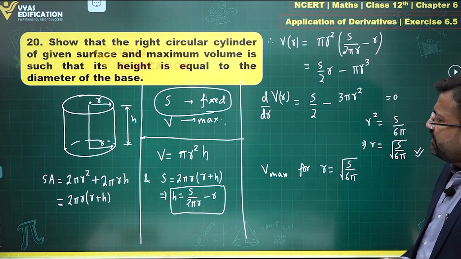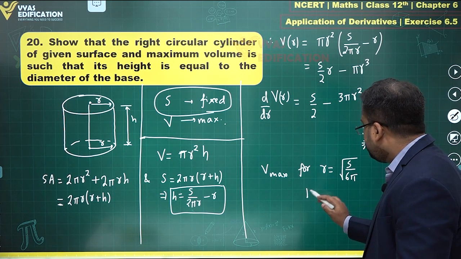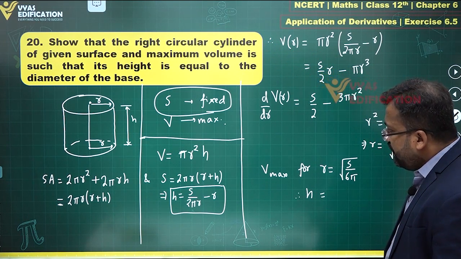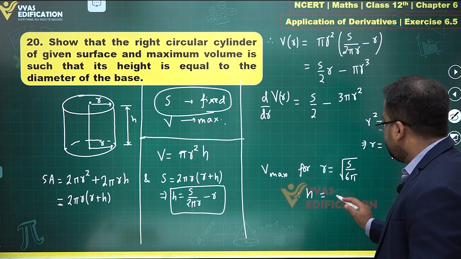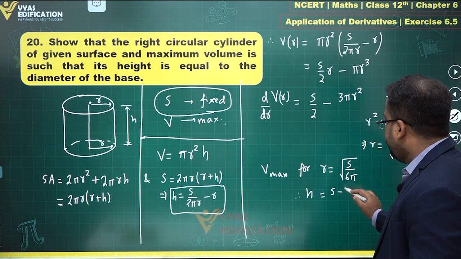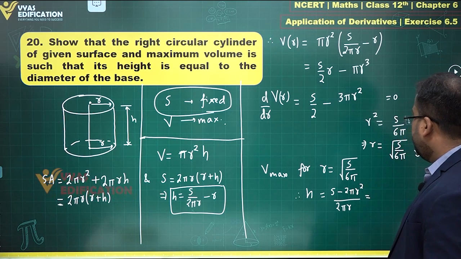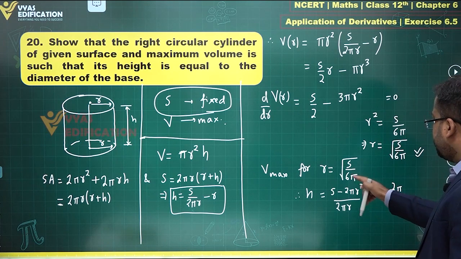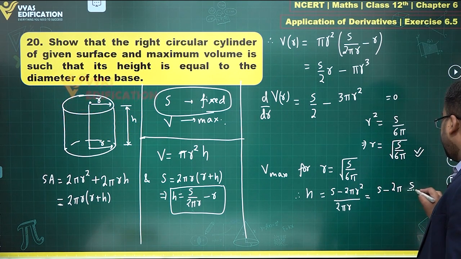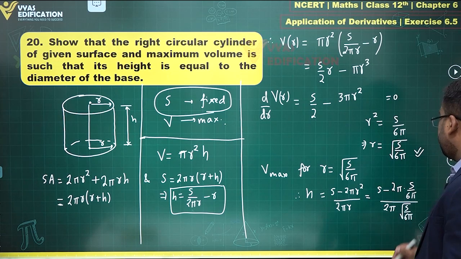Height is equal to the diameter. Oh, we are also interested in the height. Yes, let's talk about the height. What is the height equal to? Therefore, height is equal to s upon 2 pi r minus r. This is s minus 2 pi r square upon 2 pi r, which is what I am interested in. What is that? S minus 2 pi times r square, where r square is equal to s upon 6 pi, upon 2 pi times r. What is r? R is the square root of s upon 6 pi. This is what you get.